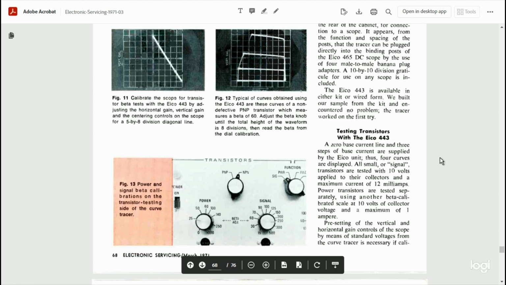And it goes into in depth about using this one. But one thing I noticed also about this article, it says the Eico 443 is available in either kit or wired form. We built our sample from the kit and encountered no problems. The tracer worked on the first try.